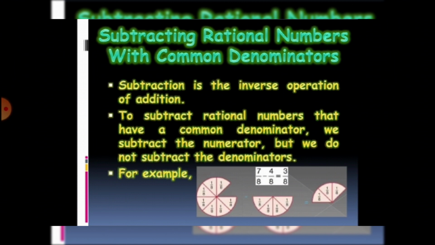Then subtracting rational numbers with common denominators. Subtraction is the inverse operation of addition. To subtract rational numbers that have common denominators, we subtract the numerators, but we do not subtract the denominators. For example, what you see in the picture, children? The first one is 7 by 8 minus 4 by 8. Here we will write the common denominator and we will subtract the numerators. So 7 minus 4 is 3. So the answer is 3 by 8.